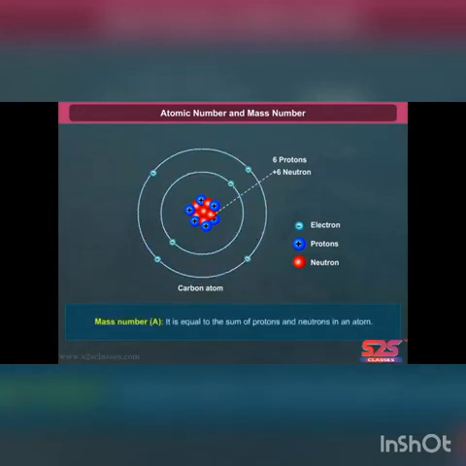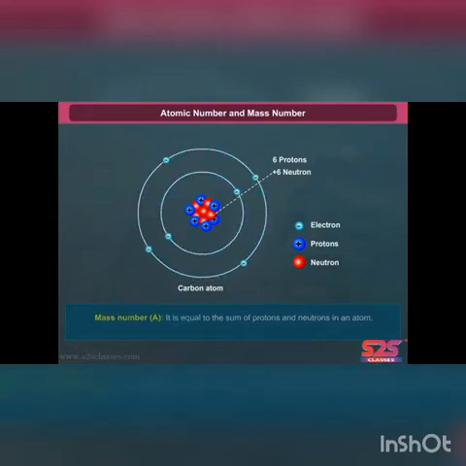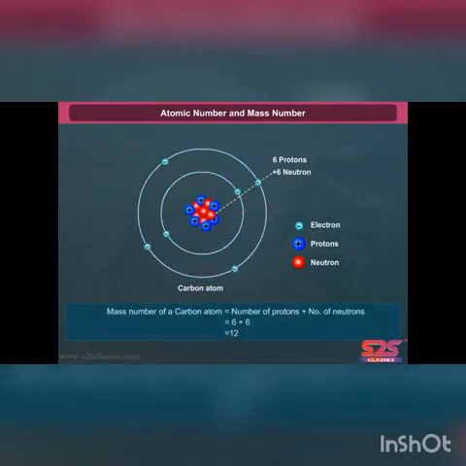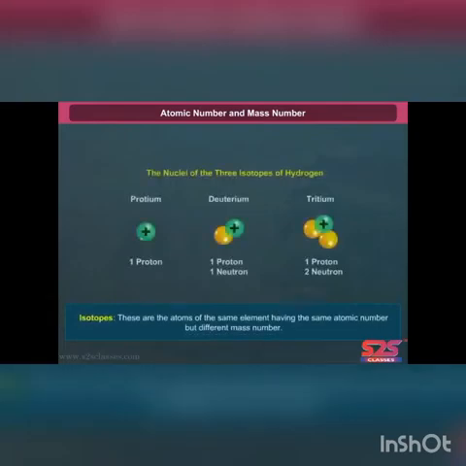The sum of the number of protons and the number of neutrons in an atom determines its mass number. For example, a carbon atom having 6 protons and 6 neutrons has a mass number of 12. The atoms of the same element having the same atomic number but different mass number are called isotopes. For example, protium, deuterium and tritium are the isotopes of hydrogen.